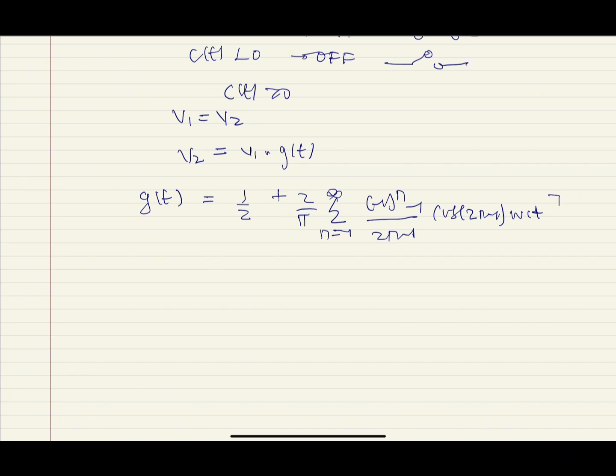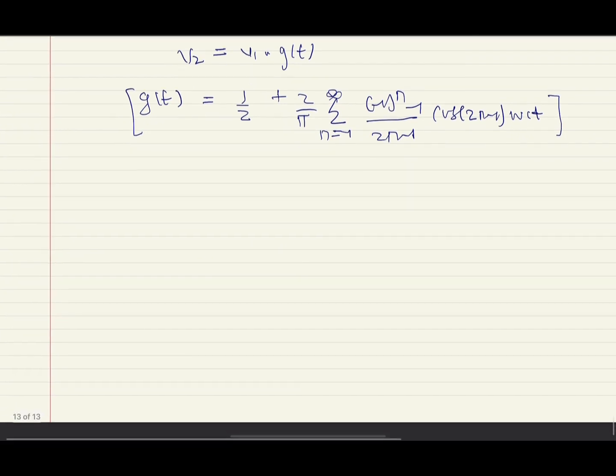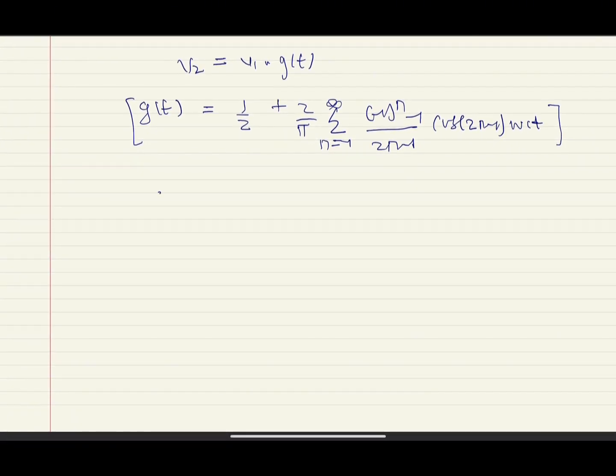Since this is not our focus, the train of pulses has been simplified using the Fourier series, and therefore we are going to go by the final equation. If you want any proof of how this train of pulses came about, you can use the Fourier series for the proof. The final equation is going to be 1 over 2 plus 2 over pi cos omega ct. So this is the Fourier series generation for the train of pulses.